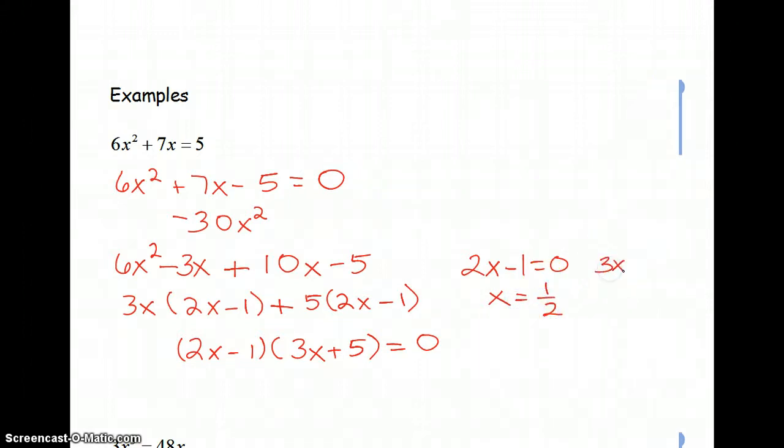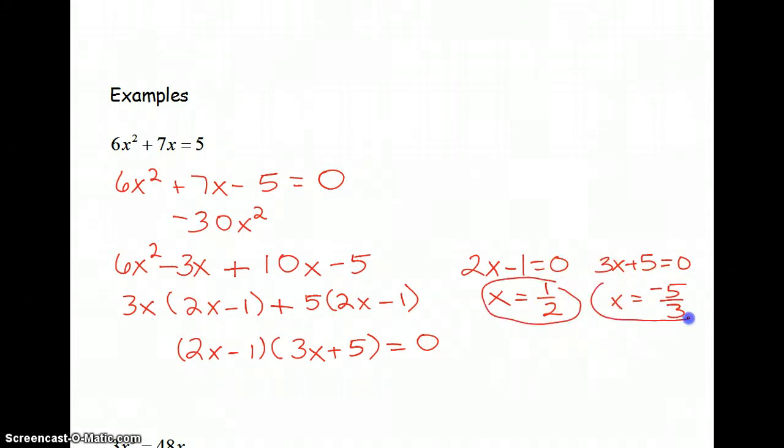And 3x plus 5 equals 0. So x equals negative 5/3. Notice that this equation was a degree 2, so I ended up getting 2 answers. That won't always happen, but a lot of times you're going to find whatever the degree is, that's how many answers you're going to end up with in the end.